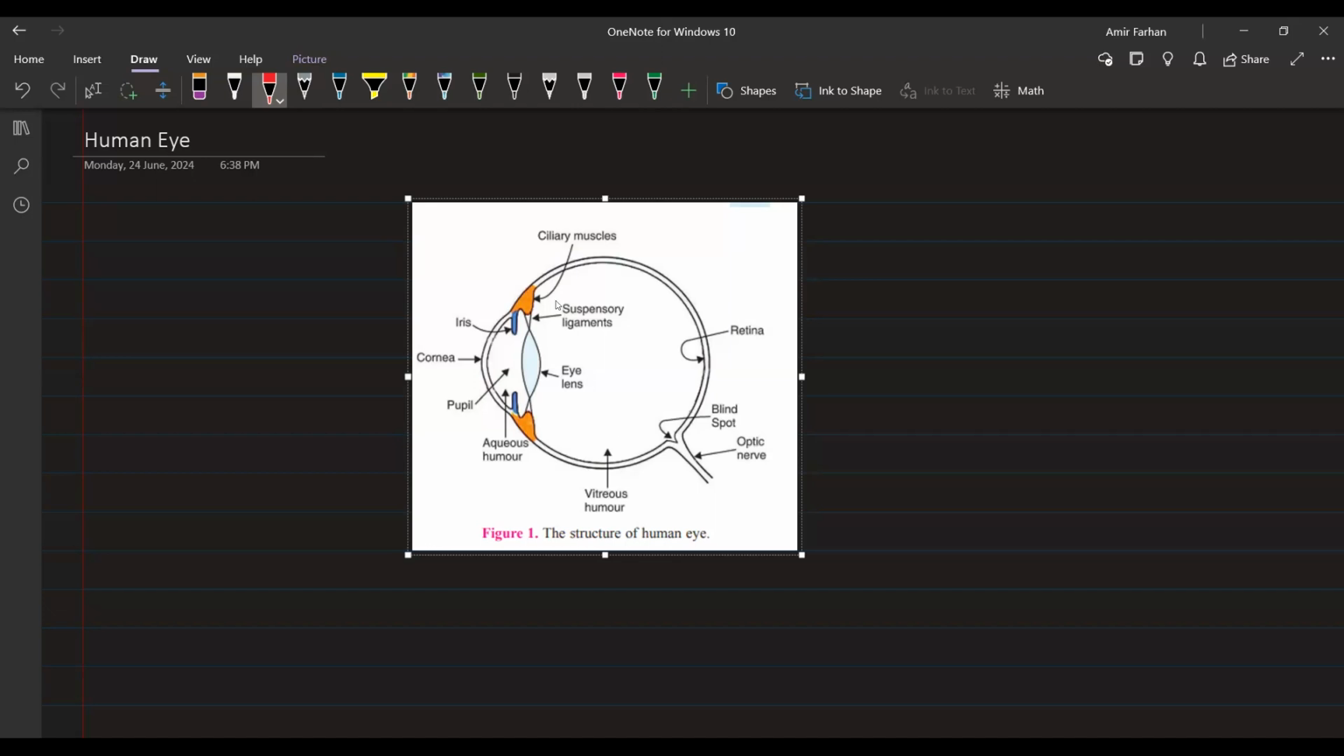Okay. So the ciliary muscles. First of all, start with the ciliary muscles. What are the functions of ciliary muscles? As you can see here, the ciliary muscles basically hold the lens that is there in your eyes. Ciliary muscles hold the lens of the human eye.